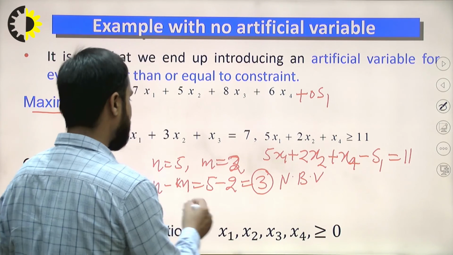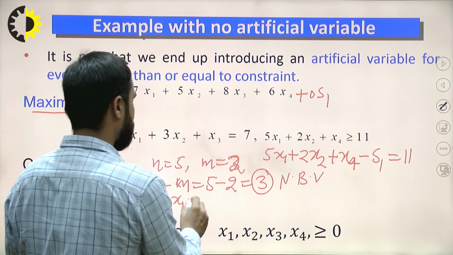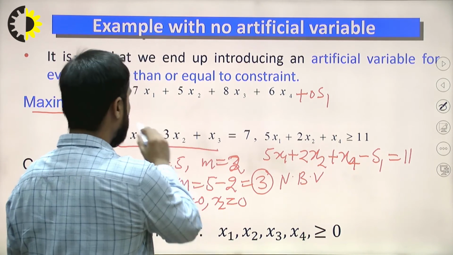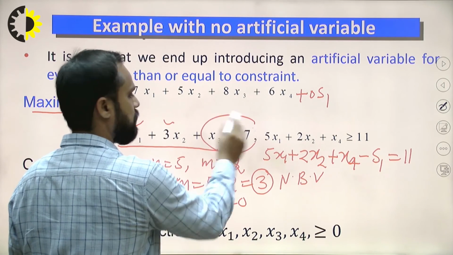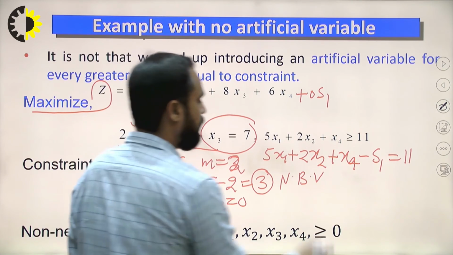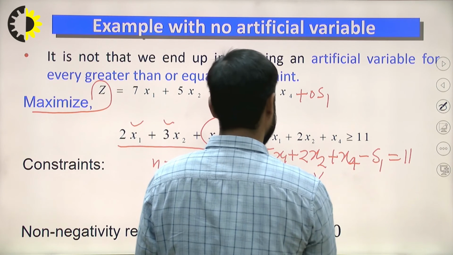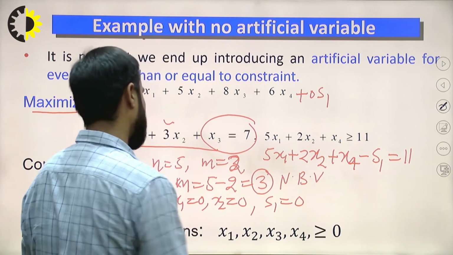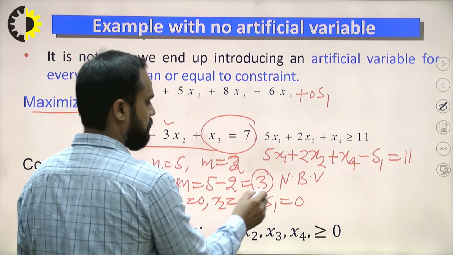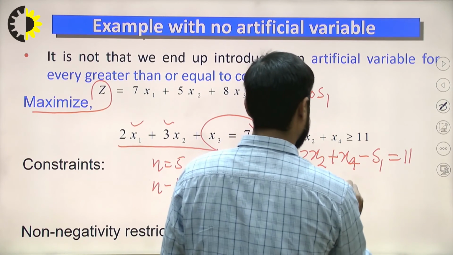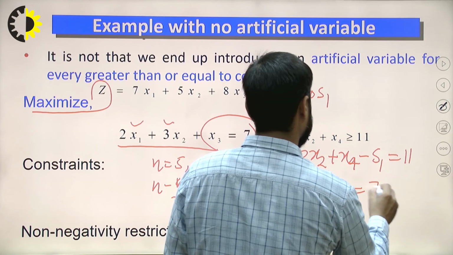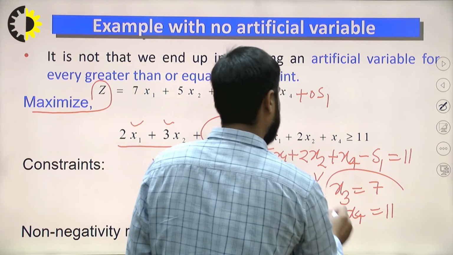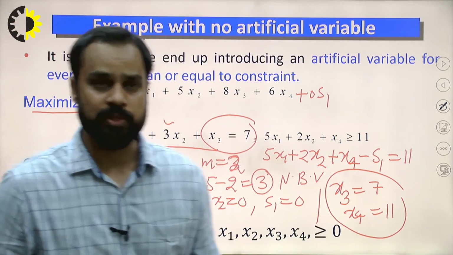Right? And which are the non-basic variables? We are choosing here x1 is equal to 0, x2 is equal to 0. By keeping this in mind, in this equation, if I put x1, x2 as 0, I am able to get x3. And another one, if I put s1 as 0 here, I am getting x4. So by putting x1 equal to 0, x2 equal to 0, s1 equal to 0, I am getting x3 equal to 7 and x4 equal to 11. That is the initial basic feasible solution.